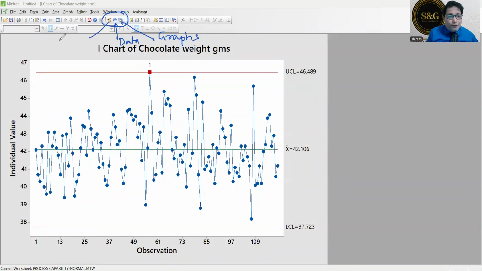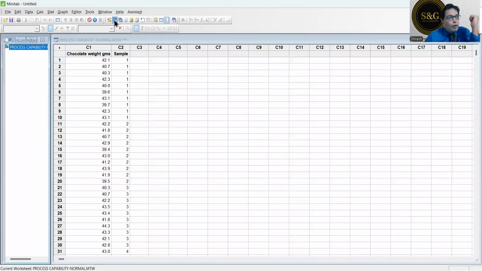And this is for all statistical analysis. This is called the sessions folder. This folder will show you all the statistical analysis you have done. Now, as of now, we are doing the graphical analysis, so we will not go to the sessions folder. Let's go to the data now. Just click on the data. You have to click this tab.